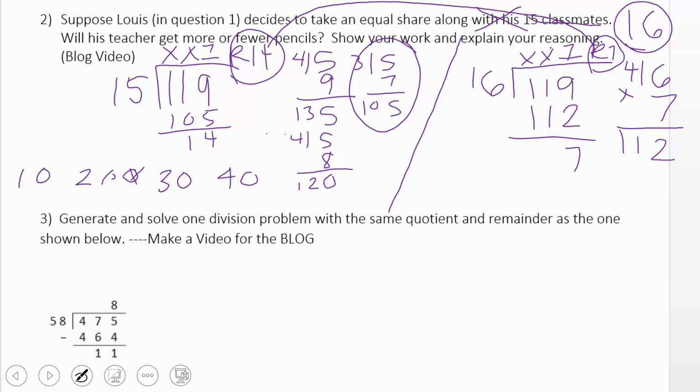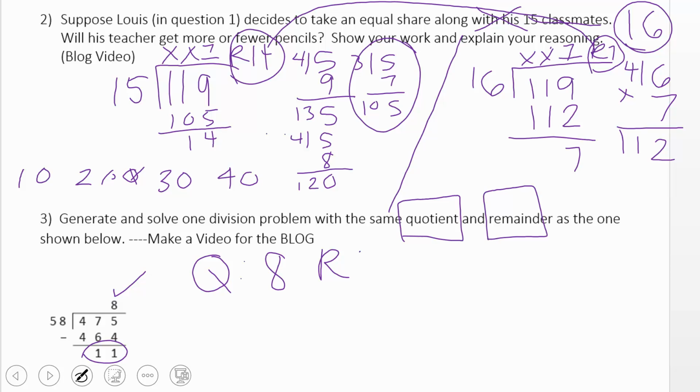Let's look at number 3. If you were having trouble with number 3, you can go ahead and work with me. It says generate and solve one division problem with the same quotient and remainder as the one shown below. So my quotient, I'm just going to make some notes to myself. My quotient was 8, and here's my remainder. My remainder was 11. So we know that when we check our work, right, I need to figure out a divisor times my quotient.